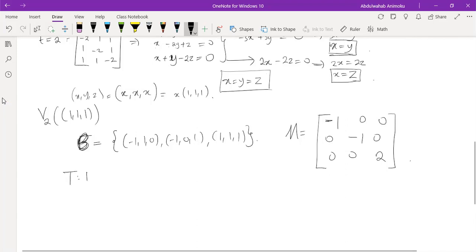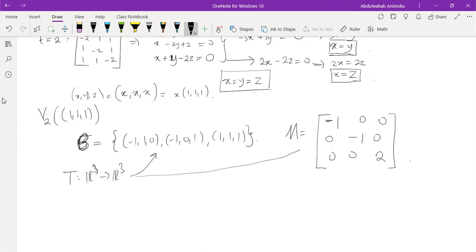Now, what does this mean? This means for this transformation, relative to this basis for R cubed, not the standard basis now, for both the domain and the range, our matrix of transformation will now be this diagonal matrix. That is what it means to diagonalize. And we're going to use this concept in later videos when we talk about quadratic functions. So that will be the end of this video.